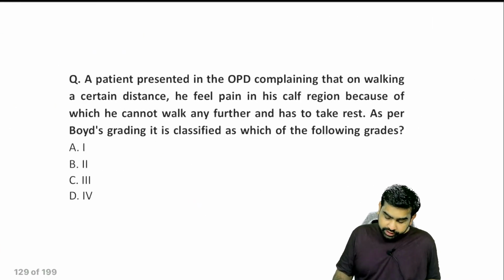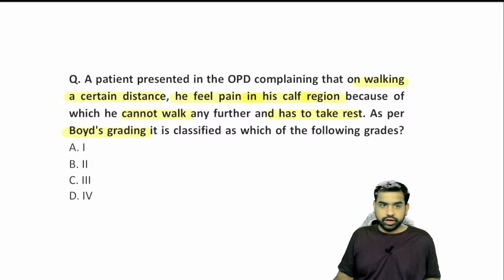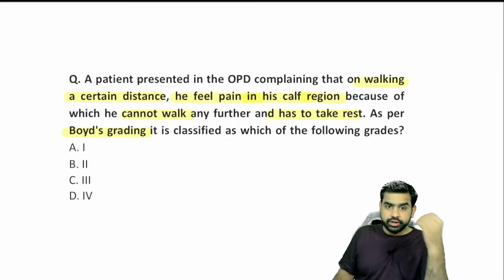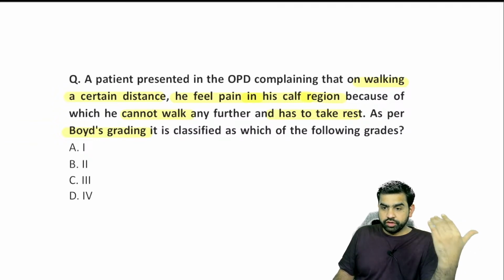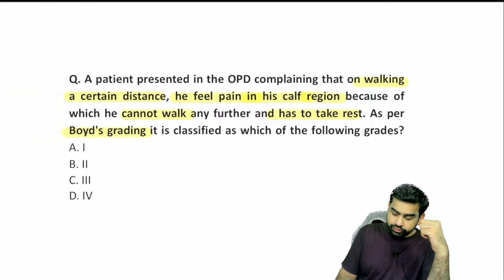Now, a patient presented to the OPD complaining that on walking a certain distance, he feels pain in the calf region, because of which he cannot walk any further and has to take rest. As per Boyd's classification, which of the following is the grade of this patient? This is Boyd's classification for peripheral vascular disease.